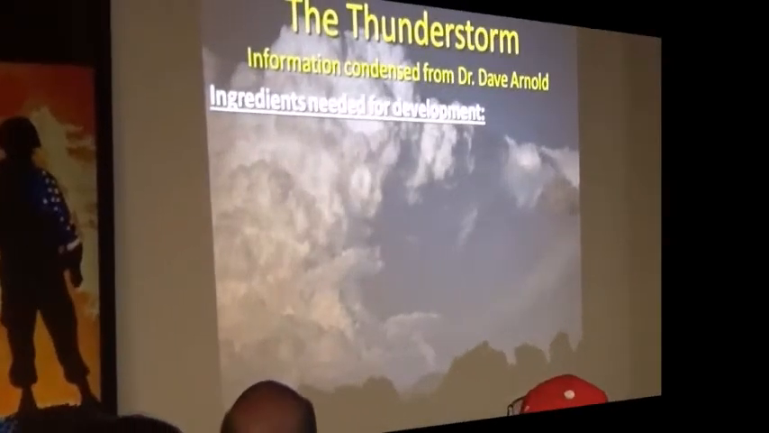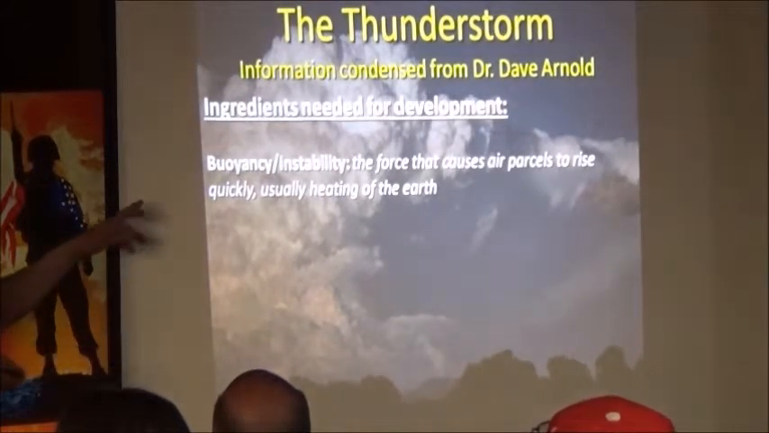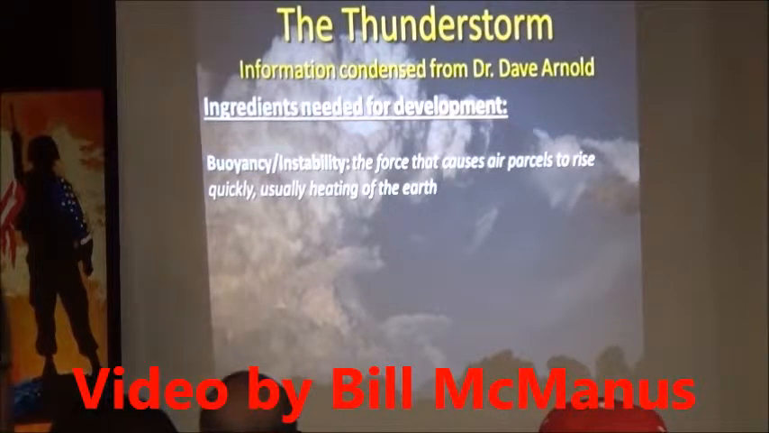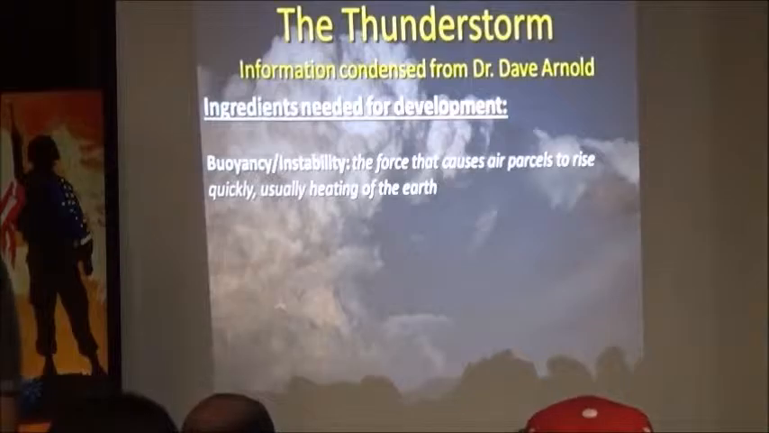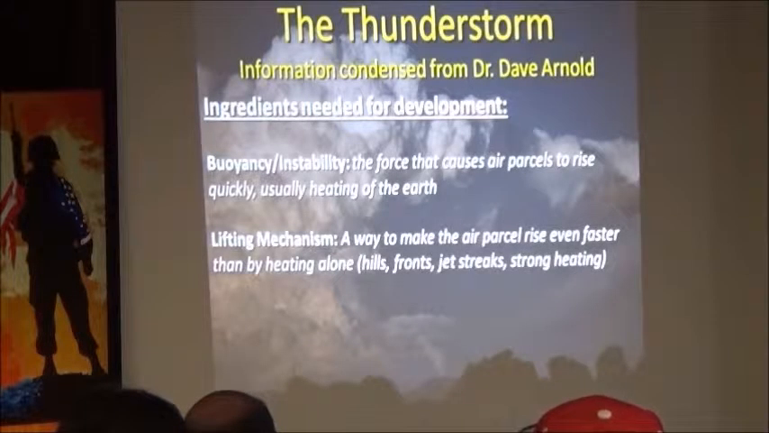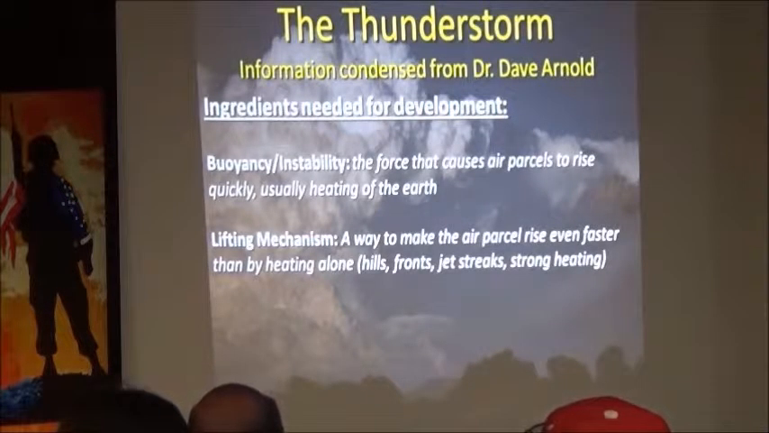Alright, the thunderstorm. Some ingredients needed for a storm are buoyancy and instability, which is the force that causes the air to quickly rise, usually from the heating of the earth. Okay? That's one of the things we need: warm, moist air rising to produce storms. You need a lifting mechanism, which is a way to make the air parcel rise even faster.